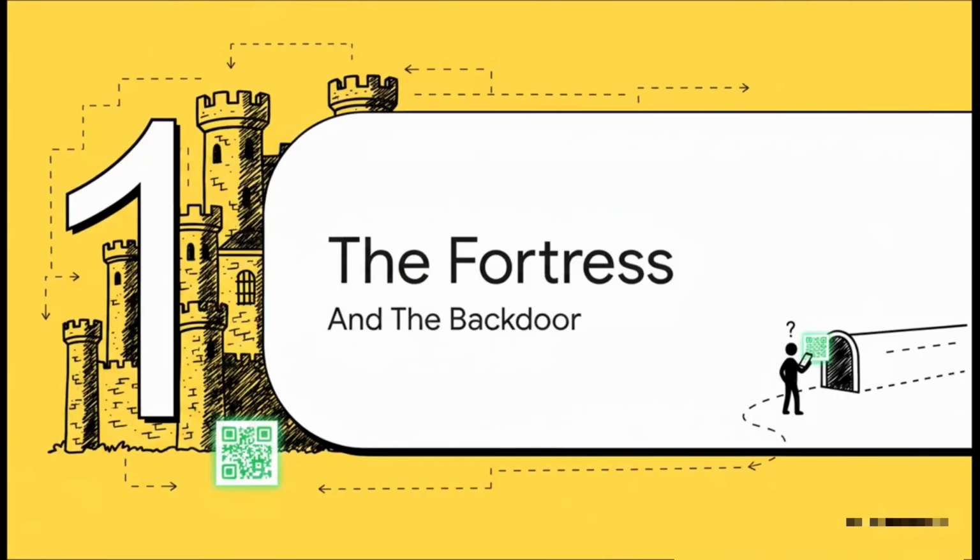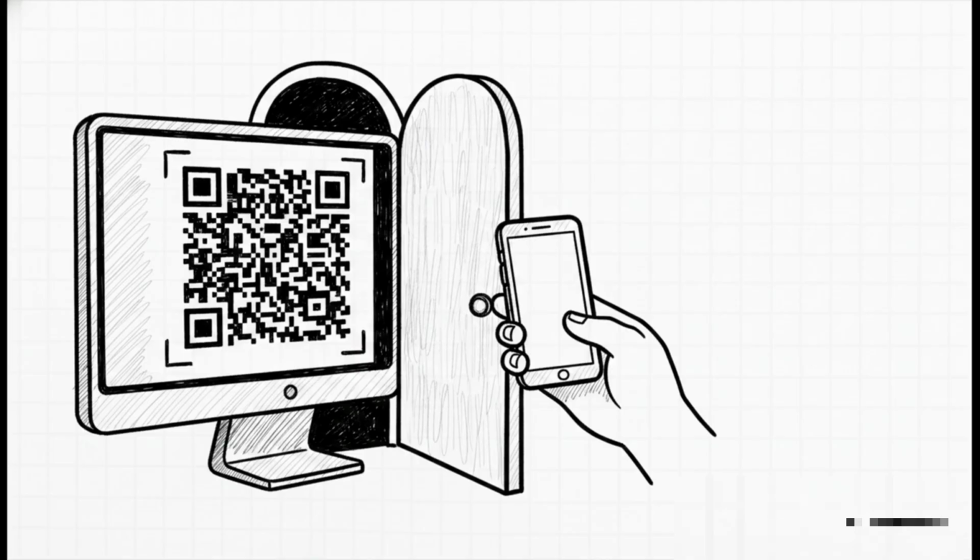Part 1, the fortress and the back door. Every great heist movie involves bypassing a seemingly perfect security system by finding a routine human element that no one thinks twice about. Well, our backdoor here is the WhatsApp Link Devices feature. I'm sure most of you are super familiar with this. It allows you to seamlessly use WhatsApp on a computer or laptop simply by pointing your phone's camera at a QR code on your monitor.